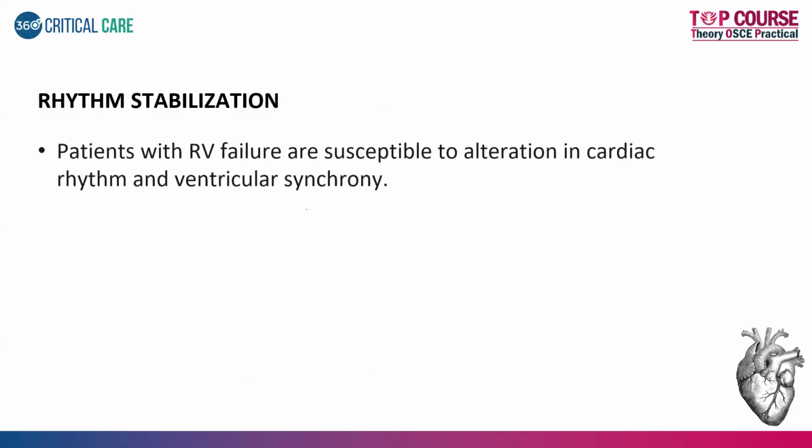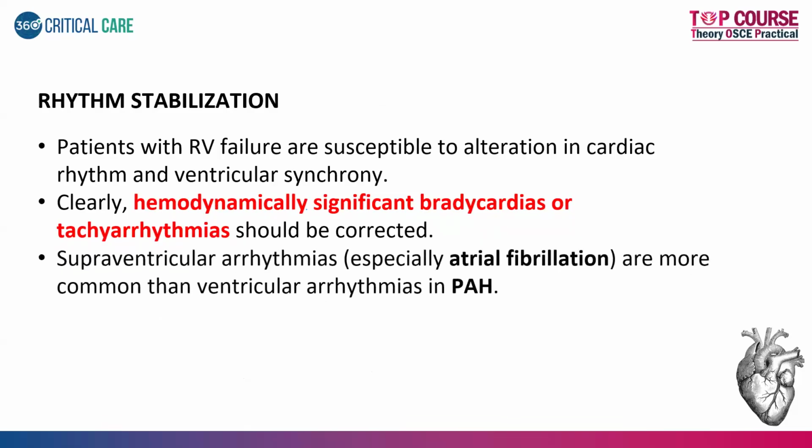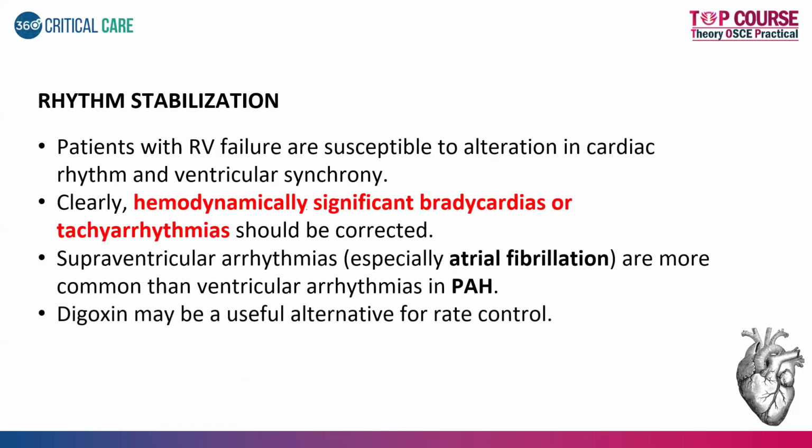So coming to rhythm stabilization, patients with RV failure are susceptible to alteration in rhythm because the loss of ventricular synchrony causes a drop in blood pressure. So both bradycardia and tachycardia are not tolerated well. Whenever there is PAH, the most common arrhythmia seen is AF, which needs to be treated promptly. Digoxin is a usual alternative after beta blockers.